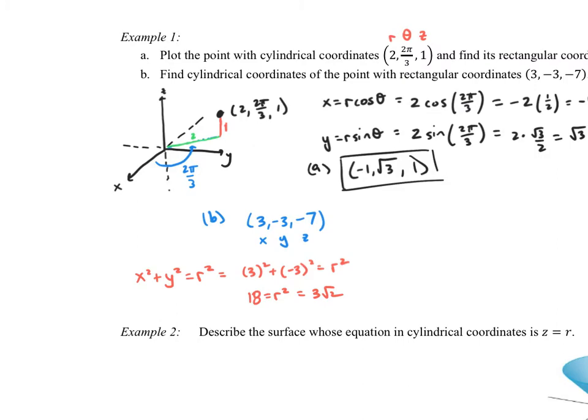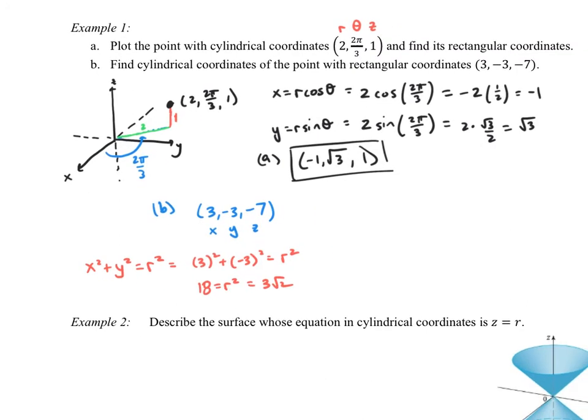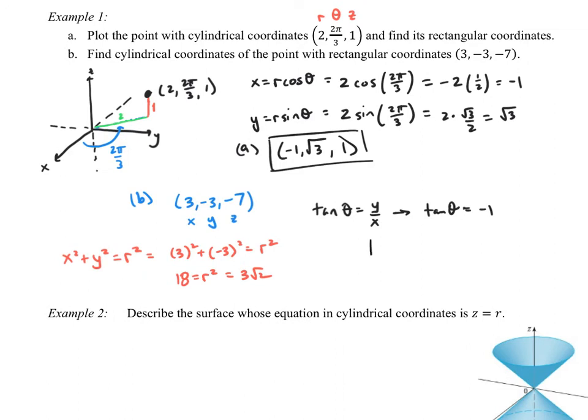Next, we're going to find our angle. One of the things we could do is take the tangent of the angle equal to y over x, and that would give us tangent of our angle equal to y is -3 and x is 3, so we get tangent of the angle equal to -1. And this is where it can get a little bit tricky.